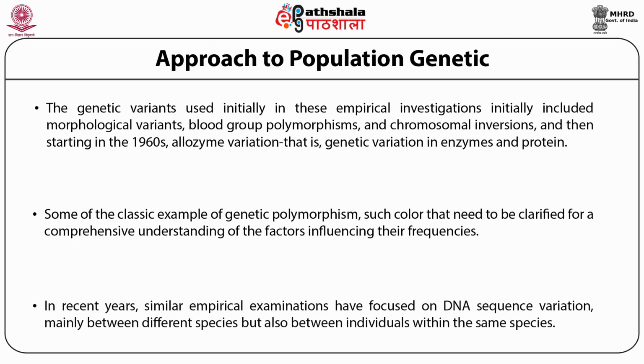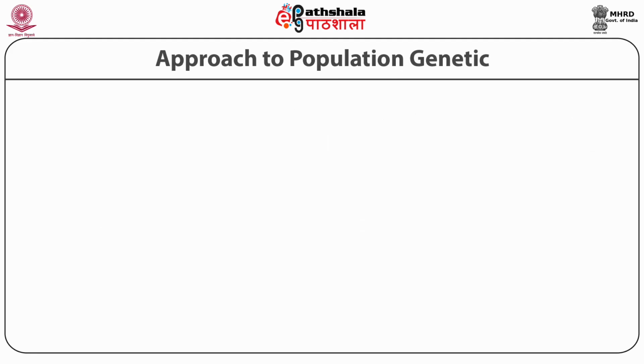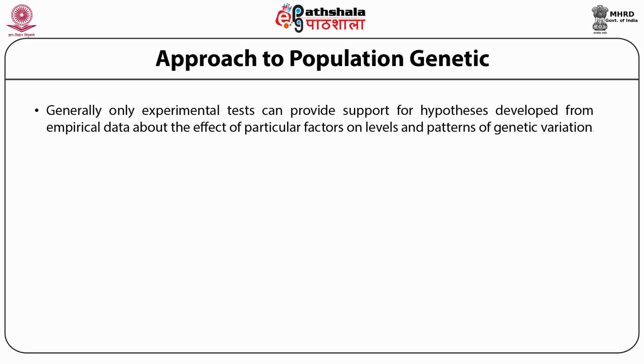In recent years, similar empirical examinations have focused on DNA sequence variation, mainly between different species but also between individuals within the same species. Generally, only experimental tests can provide support for hypotheses developed from empirical data about the effect of particular factors on levels and patterns of genetic variation.